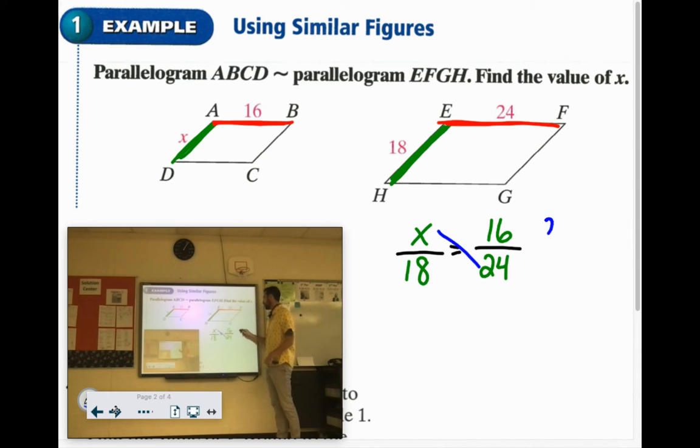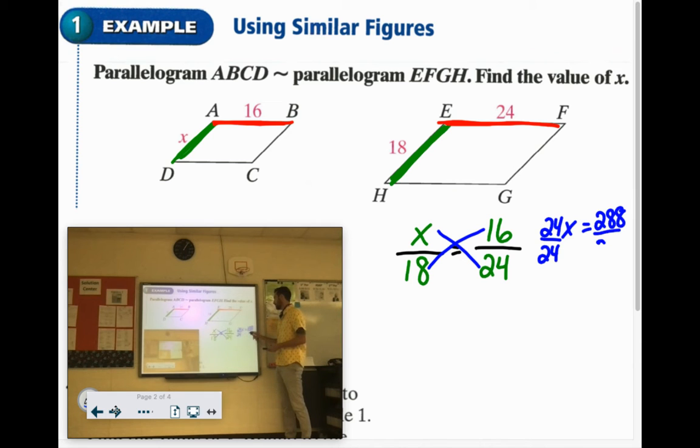So we'd have 24x equals 16 times 18, 288. And we just have to divide it by 24. And I think that's 12. Yeah.